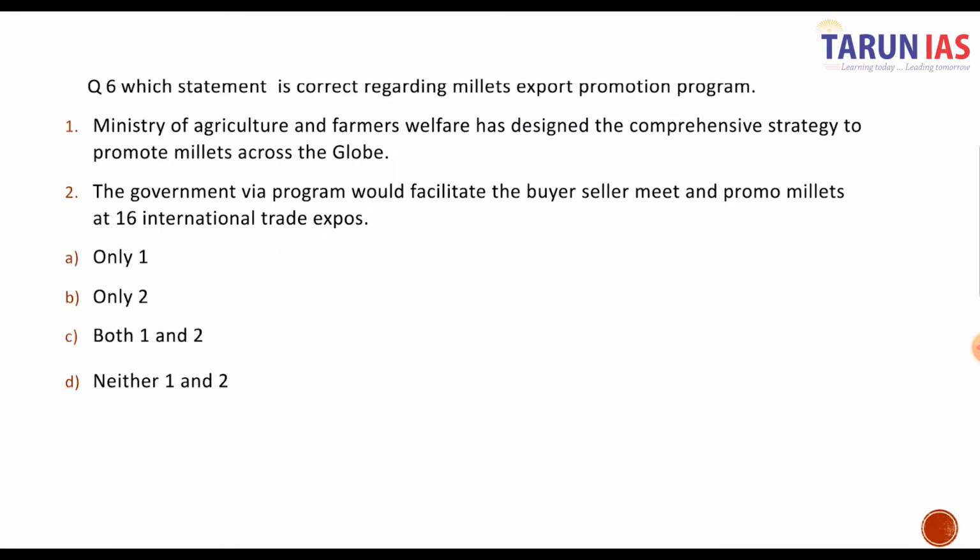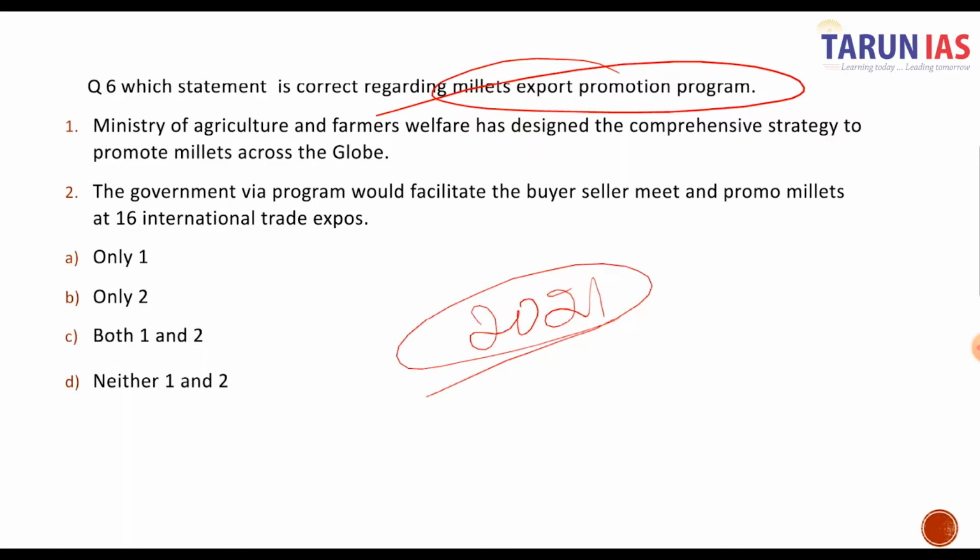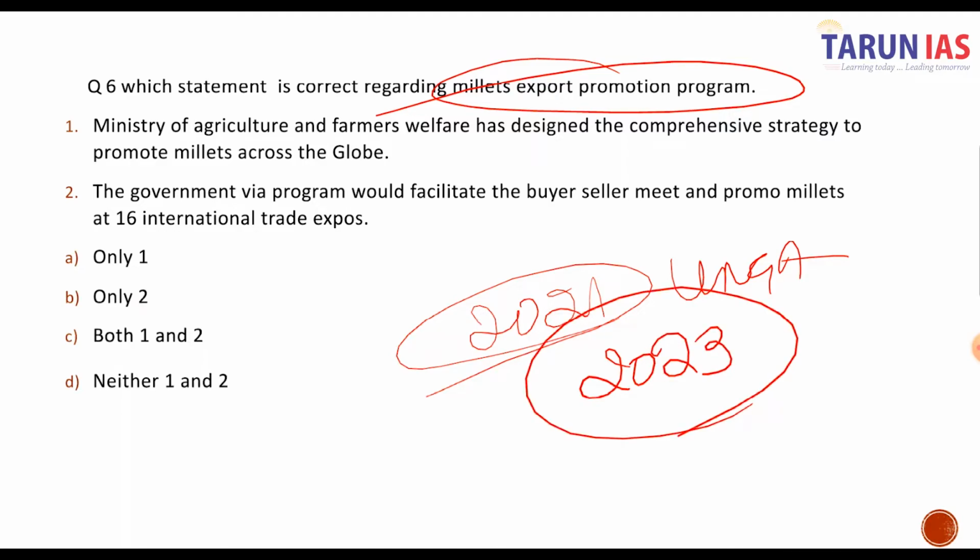Now let's move on to question number 6. Which of the statements is correct regarding the millets export promotion program? We know that in the year 2021, the United Nations General Assembly accepted the initiative by India and declared the year 2023 as the International Year of Millets. Therefore, the Government of India has been trying to not only promote but export millets.